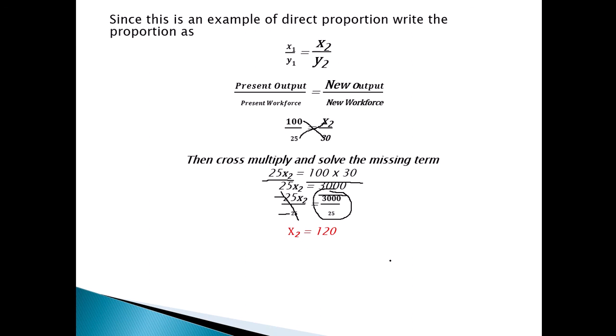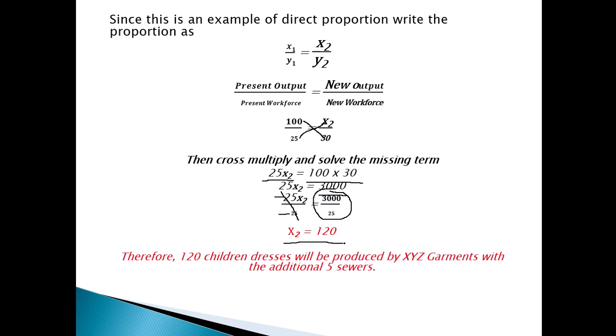Or you can just simply divide 3,000 divided by 25. You will get the same answer, which is 120. And that's our final answer. Therefore, 120 children dresses will be produced by XYZ Garments with the additional 5 sewers.